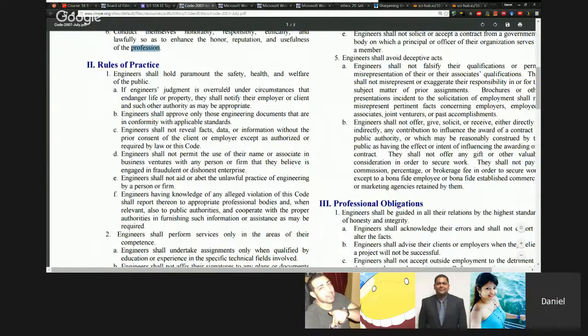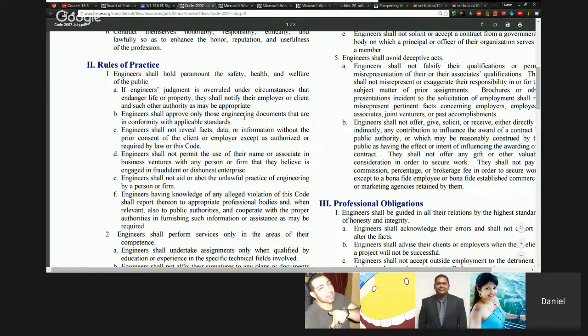And then so each of these rules elaborate on these canons. Engineers shall hold paramount the health, safety, and welfare of the public, and then these are elaborations on what exactly that amounts to. So if an engineer's judgment is overruled under circumstances that endanger life or property, they shall notify their employer or client and other such authority as may be appropriate. So notice that this sort of fits DeGeorge's standards for whistleblowing, right? First exhaust your in-house methods for resolving these issues, and then, if appropriate, go beyond the walls of the company.